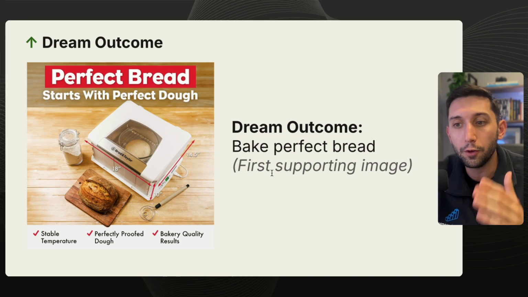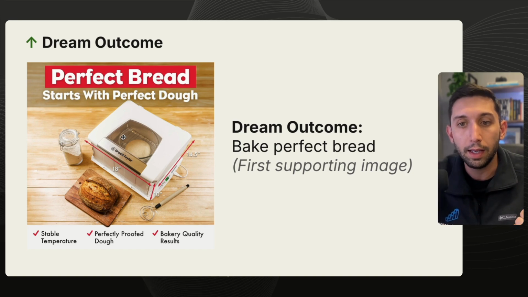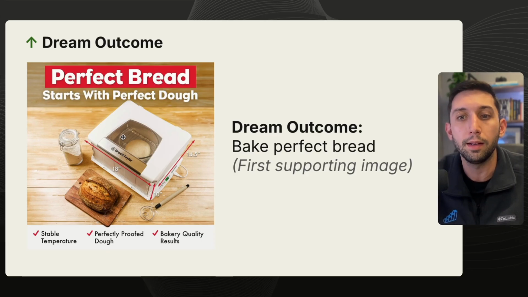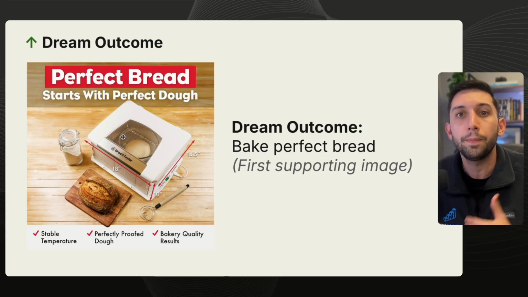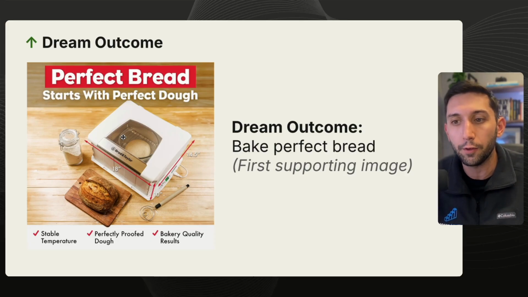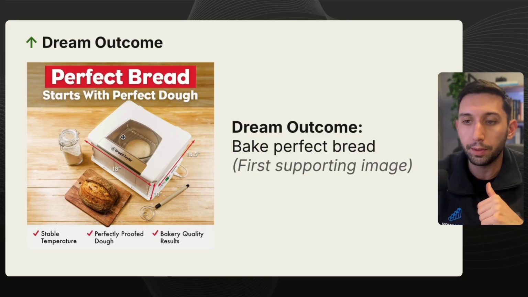And as you can see here, the first supporting image that we've made is we've come out showing a loaf of bread next to the proofer, and we're coming out with the headline, perfect bread starts with perfect dough. That's what the customer wants. They want perfect bread. So we're leading with that headline in the first image and in the first bullet point.